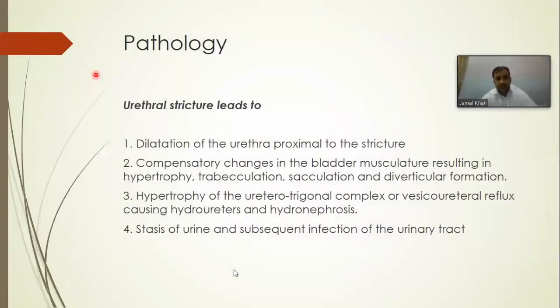Pathology. Urethral stricture leads to dilatation of the urethra proximal to the stricture, and compensatory changes in the bladder musculature, resulting in hypertrophy, trabeculation, sacculation, and diverticular formation. The third one is hypertrophy of the ureterovesical complex or vesicoureteral reflux, causing hydroureter and hydronephrosis. The fourth one is stasis of urine and subsequent infection of the urinary tract.